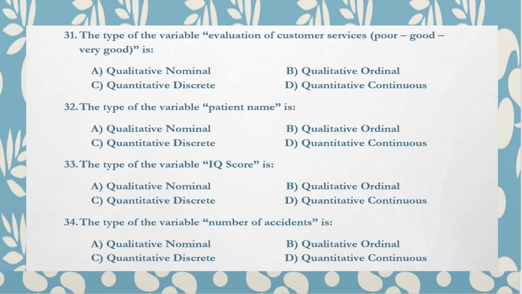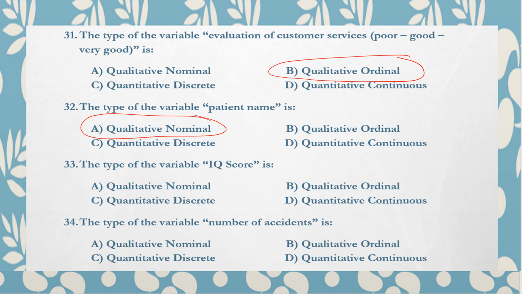The type of the variable evaluation of customer service: poor, good, very good. This is ordinal data as it can be arranged, so it's a qualitative ordinal. The type of the variable patient name. These values are non-numeric but cannot be arranged, so it's nominal data.